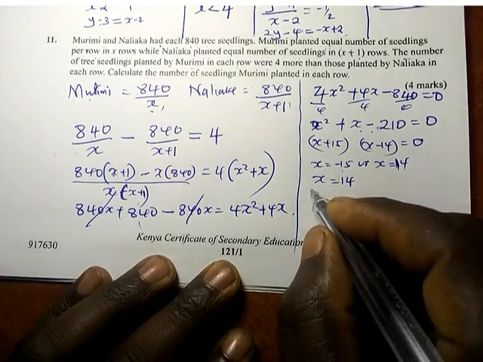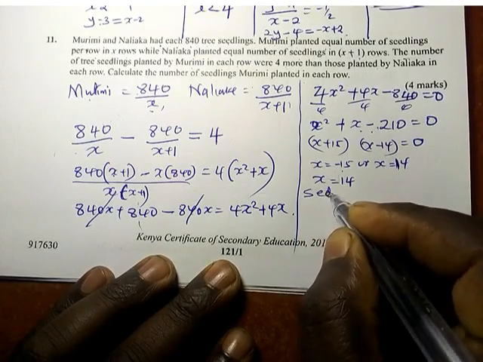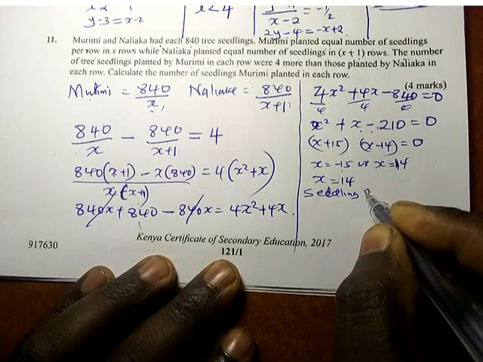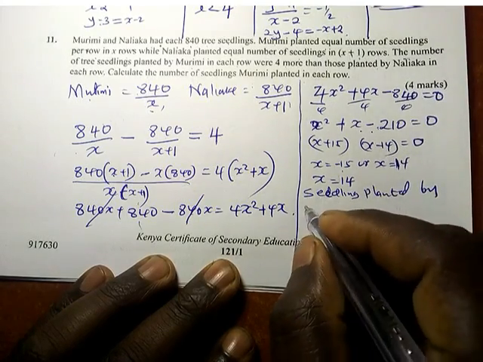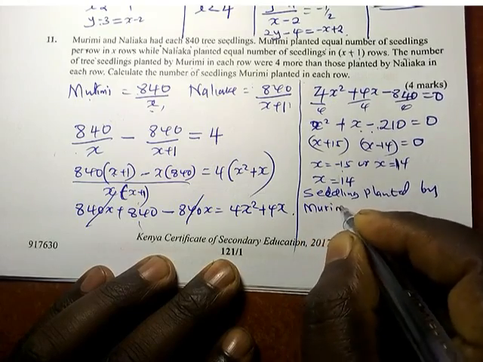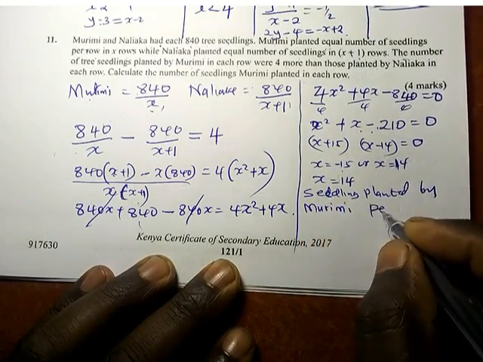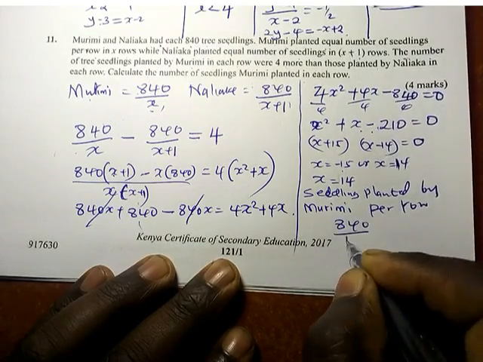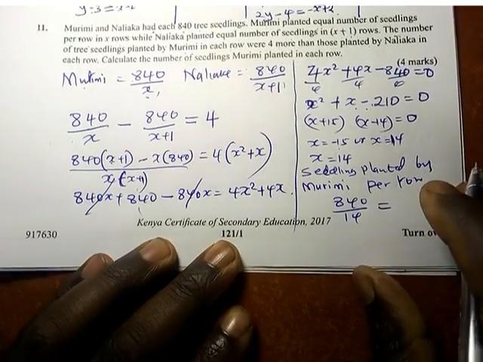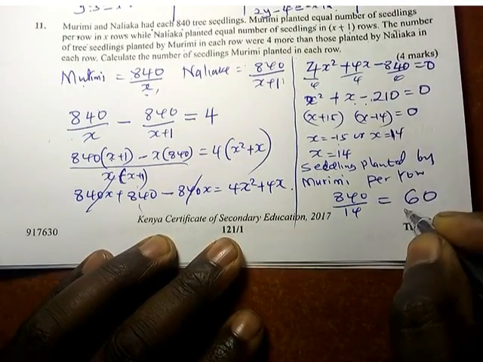So seedlings planted by Mulimi per row will be 840 divided by 14, and that one will be 60.